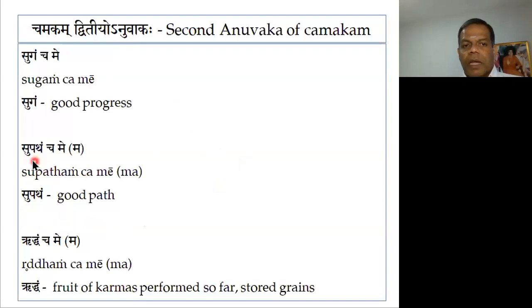In terms of pronunciation, patham. That's a patha. Tha is the second letter in the third varga, so it has to be aspirated. Supatham chame.